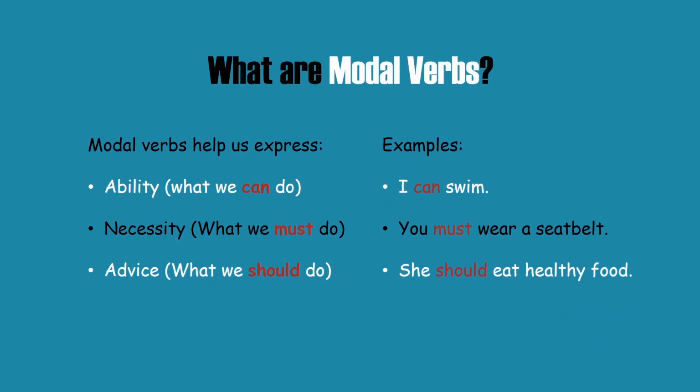For example, I can swim. It is followed by swim. You must wear a seatbelt. She should eat healthy food. The subject is she, but we don't change should. Now, let's look at each of these modal verbs one by one.